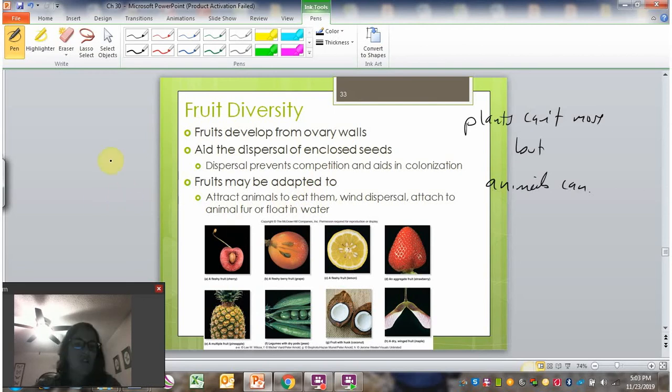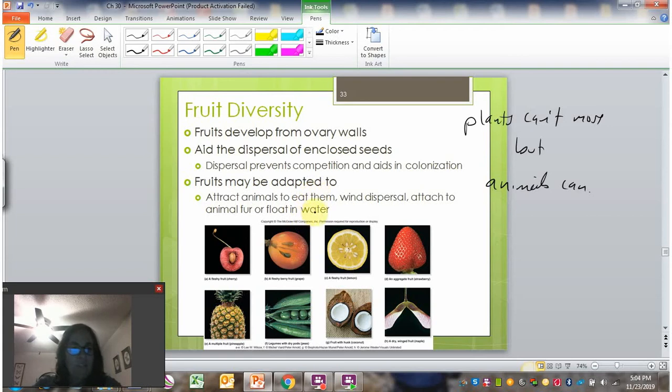So especially if you think about a tree, she doesn't want her babies to be right underneath her because her babies will never do well underneath her. The tree wants her babies to go far away from her where they won't compete with her. So fruits are oftentimes adapted for animals to eat them. And so that's one of the ways that they get dispersed.